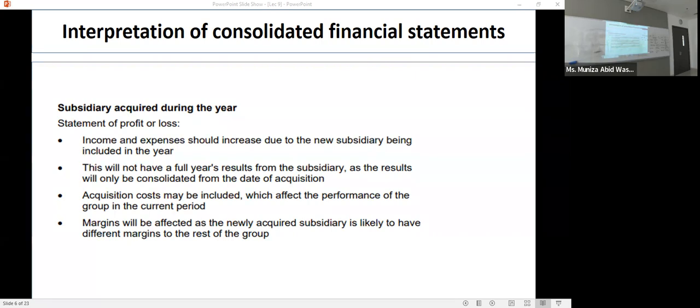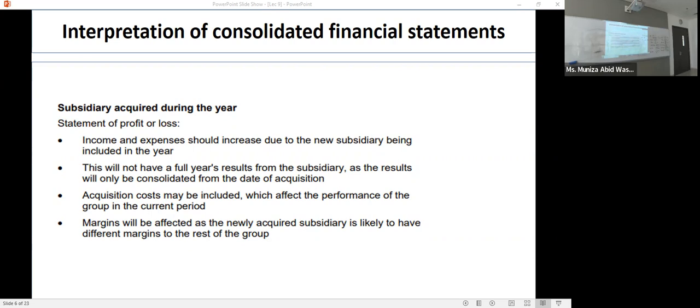Students, sometimes in the examination, if they make a very complex question, they are going to give you group financial statements in which you have to see the results of the subsidiary as well. If the subsidiary has been acquired during the year, the incomes and expenses of the subsidiary are going to be added only after the time of the acquisition. So you have to make these calculations before calculating ratios.